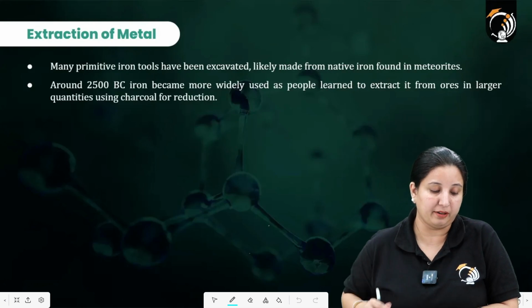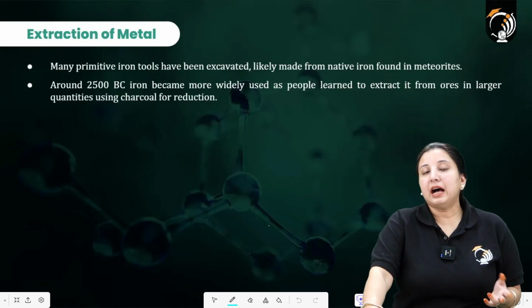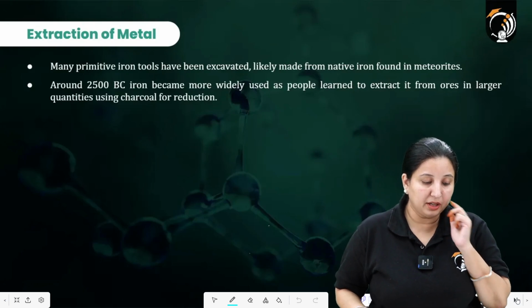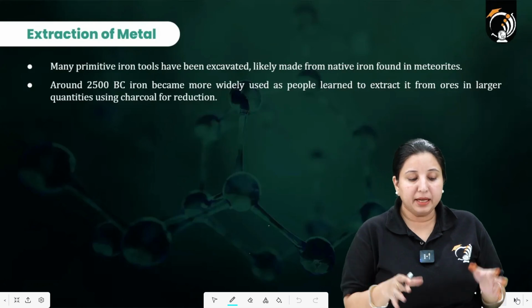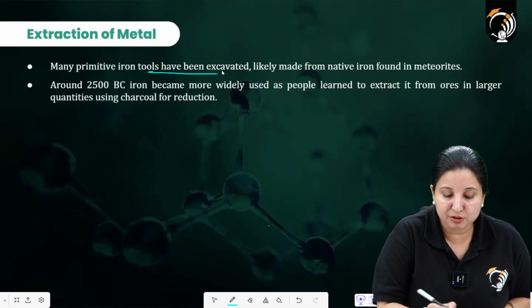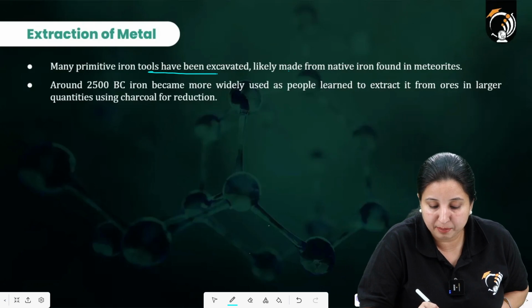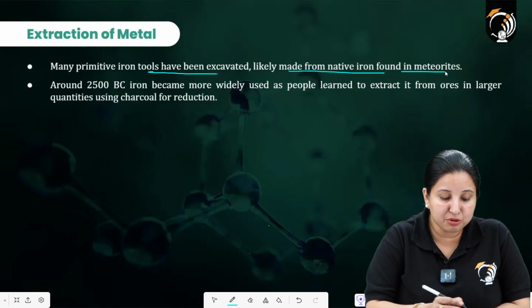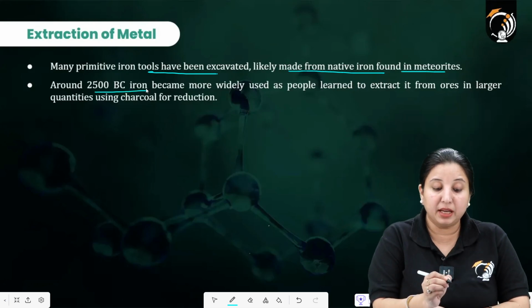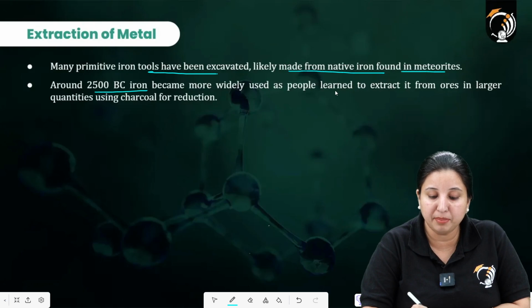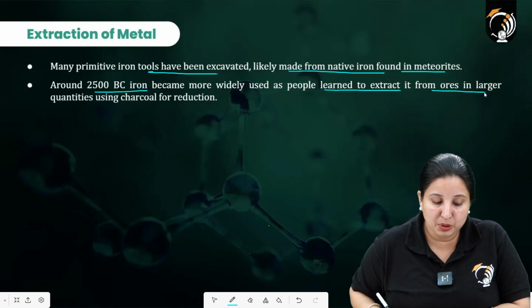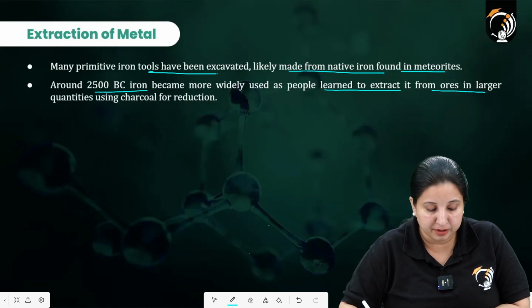Now, the last part of this particular chapter comes, that is the extraction of metals. When we are talking about the extraction of metal, many primitive iron tools were made from the native iron found in meteoroids. Now, around 2500 BC, iron became more widely used as people learned to extract it from ores in larger quantities, using charcoal for the reduction.